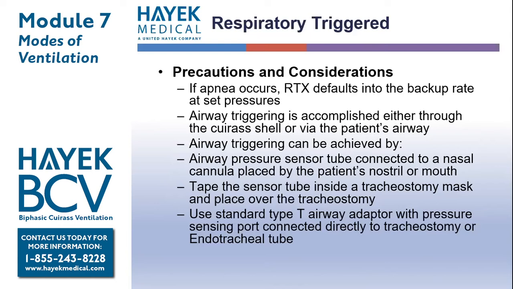Precautions and considerations: if apnea occurs, RTX defaults into the backup rate at set pressures. Airway triggering is accomplished either through sensing through the cuirass shell or via the patient's airway. Airway triggering can be achieved by an airway pressure sensor tube connected to a nasal cannula placed at the patient's nostril or mouth. The sensor can be taped inside of a tracheostomy mask over the opening of the tracheostomy to measure the pressure wave so the machine can cycle with the patient, or a standard type T airway adapter with a pressure sensing port connected directly to a tracheostomy can be fed back to the device so the machine can trigger with patient efforts.